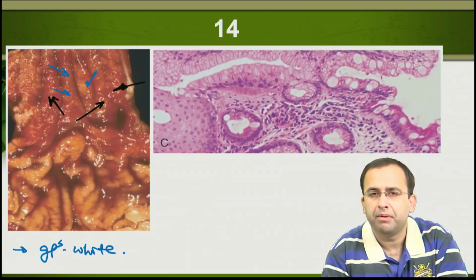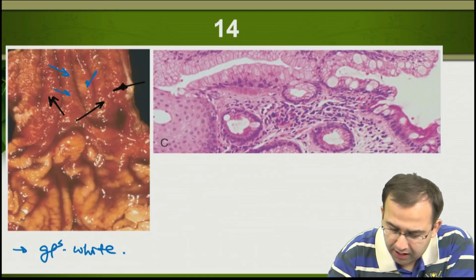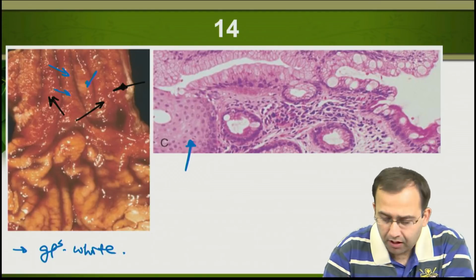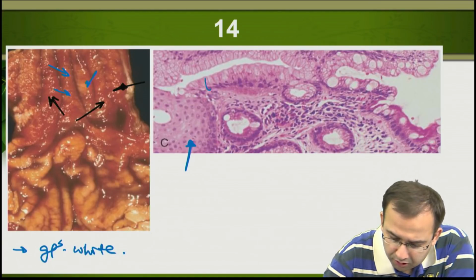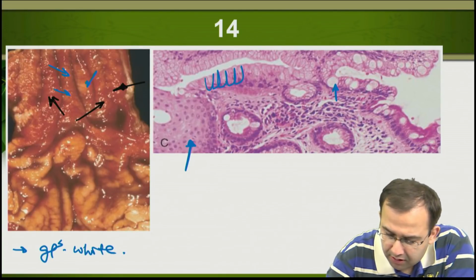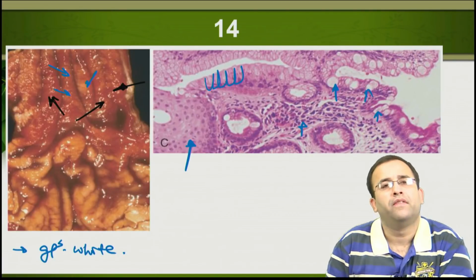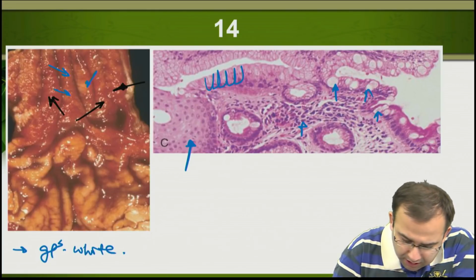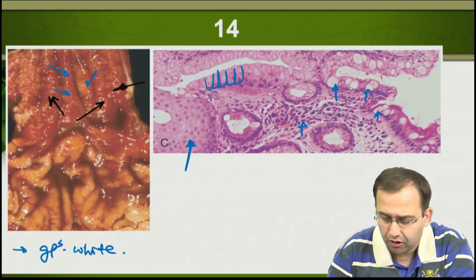Next, have a look at the microscopy now. What you see here is the normal stratified squamous epithelium, which is getting converted to the columnar type, with presence of numerous goblet cells with inflammation below this. This is Barrett's esophagus.